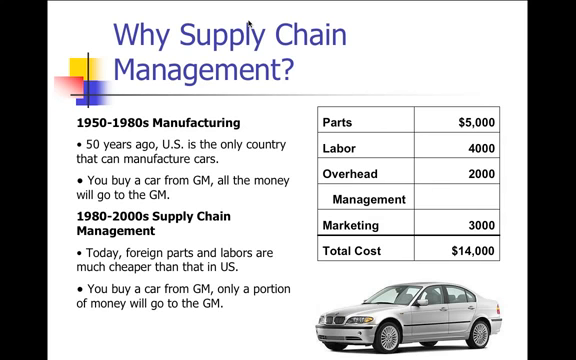Now, 50 years ago, the U.S. is the only country that can manufacture cars. You buy a car from GM, all the money goes to GM. So now, in let's say the year 2000-ish, actually it's about 10 years old, I guess, we start looking at this. Traditionally, manufacturing of automobiles didn't use supply chain management kind of systems. Now we have foreign parts and labor that are much cheaper than the U.S. market, of course.